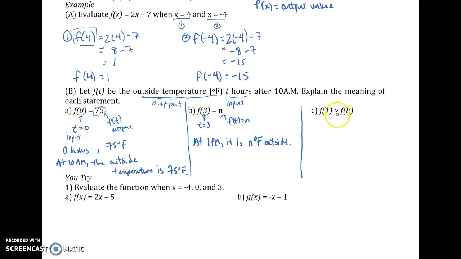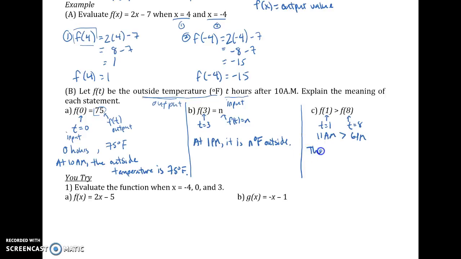And then finally looking at C, f of 1 is greater than f of 8. So we don't actually know the temperature this time, but we know, again, a comparison. So interpret exactly what you're seeing. So here, where t equals 1, we know that temperature is going to be greater than when t equals 8. So 1 hour after 10 is 11 a.m. 8 hours after 10 would be what? 6 p.m. So this is, again, 11 a.m. is going to be greater than 6 p.m. So write that out as a sentence.